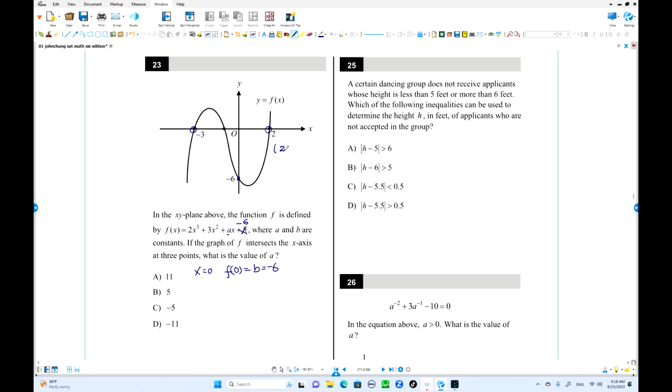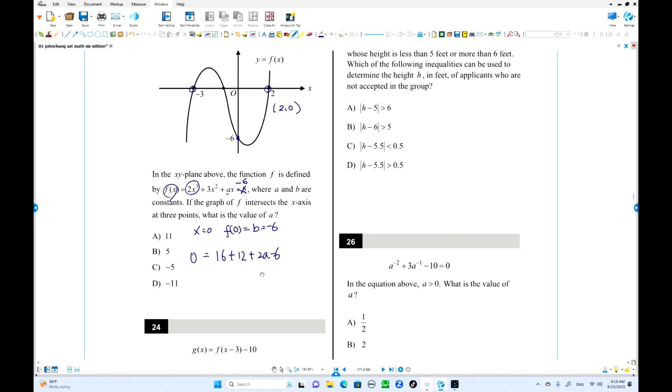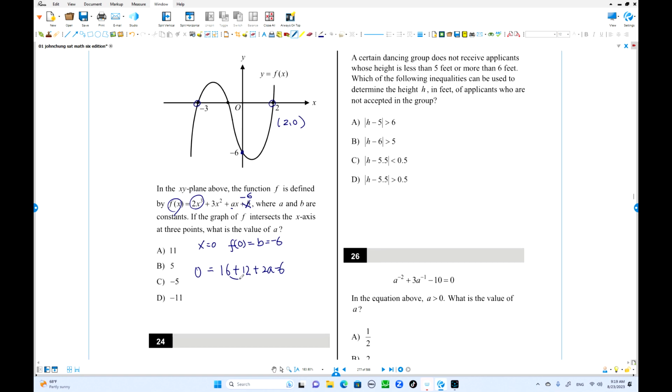When x is 2, y equals 0. Okay, put this number there. This is 0. X equals 2. 2 times 2 cubed is what? 8. That is 16, plus 3 times 2 squared is 4, that's 12. And plus 2a and minus 6 should equal 0. Okay, from here, 16 plus 12 is 28, minus 6 is 22. Okay, 2a equals negative 22, right? 2a equals negative 22. So a equals negative 11 is the answer.